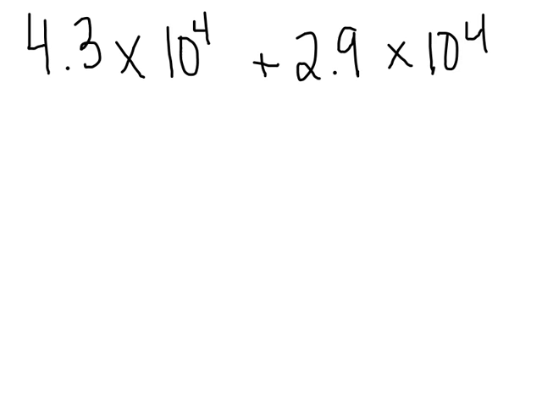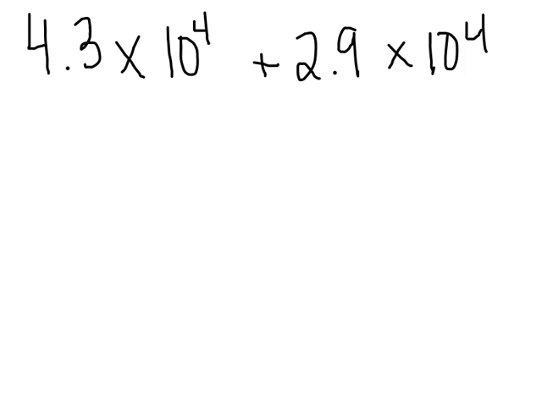When you are adding and subtracting in scientific notation, your exponents must be the same. Let me repeat that. Your exponents must be the same. If they're not the same, you have to make them the same, and I will show you how to do that. But let's look at this first one. Once your exponents are the same, you can just add your coefficients.